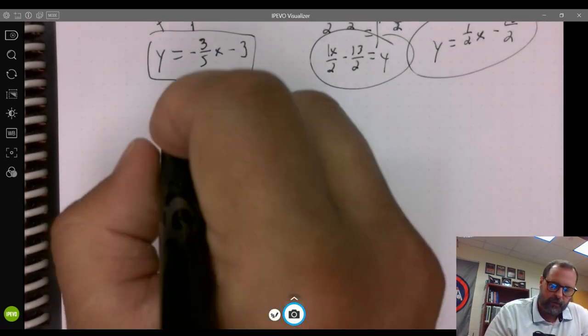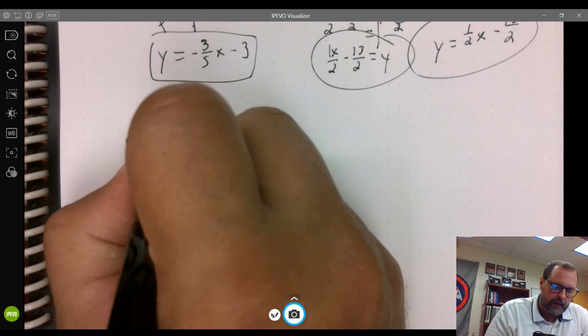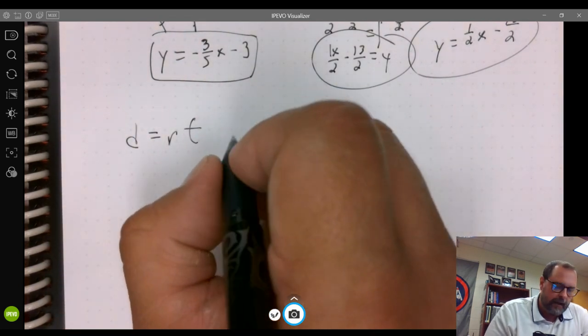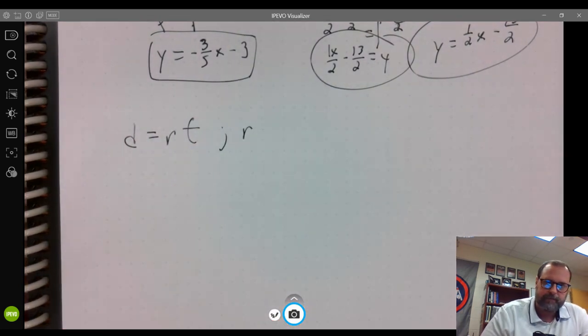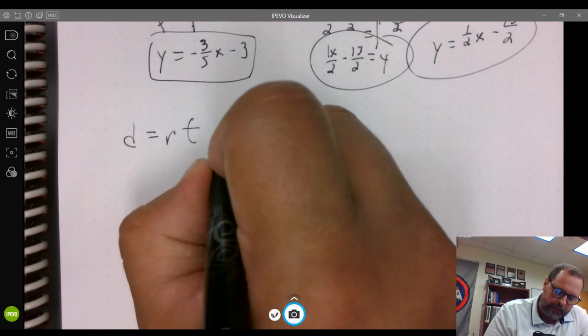Okay. All right. Now we're going to look at a couple where I'm going to do d equals rt. So a lot of these are real equations. This is distance equals rate times time, and I want to solve for r. So this is not a j, this is a semicolon.